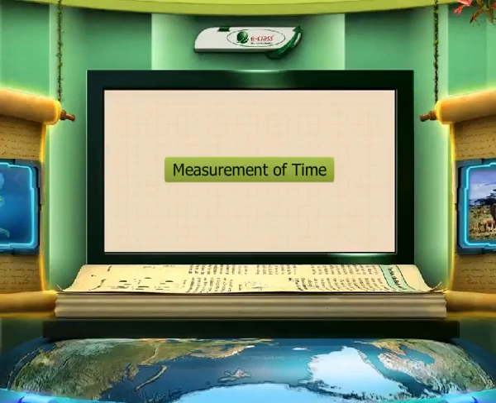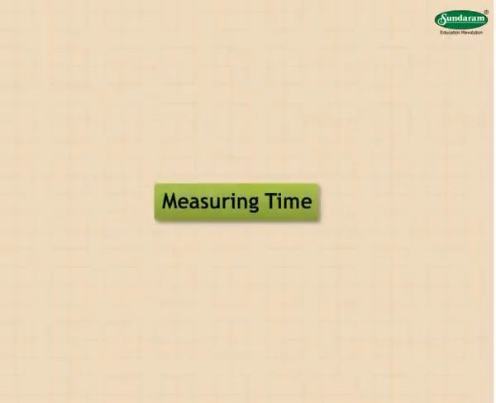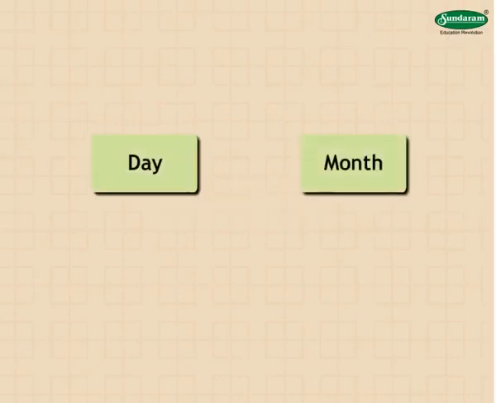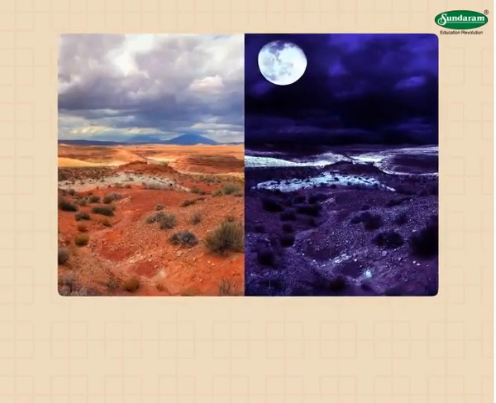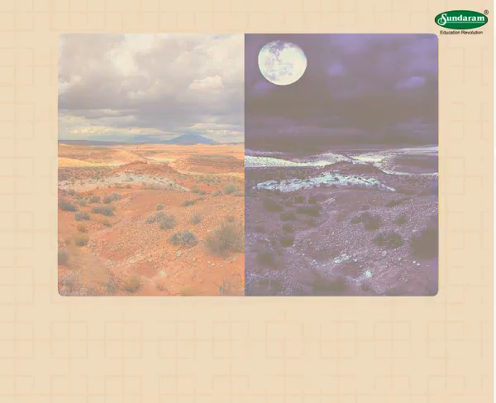Measurement of time. We often use words like day, month, and year while measuring the time. Last year, we have seen what daytime and nighttime is in a day. Now, we shall see how the motions of the earth and the moon are used for measuring the time.